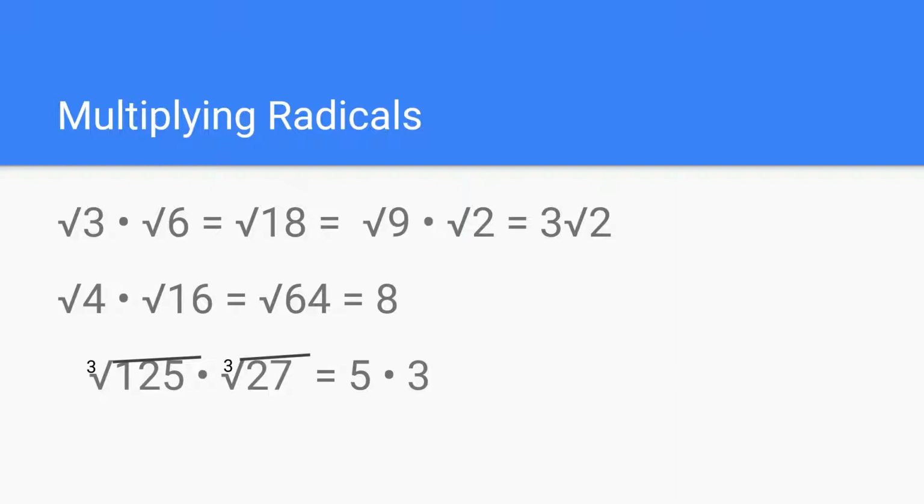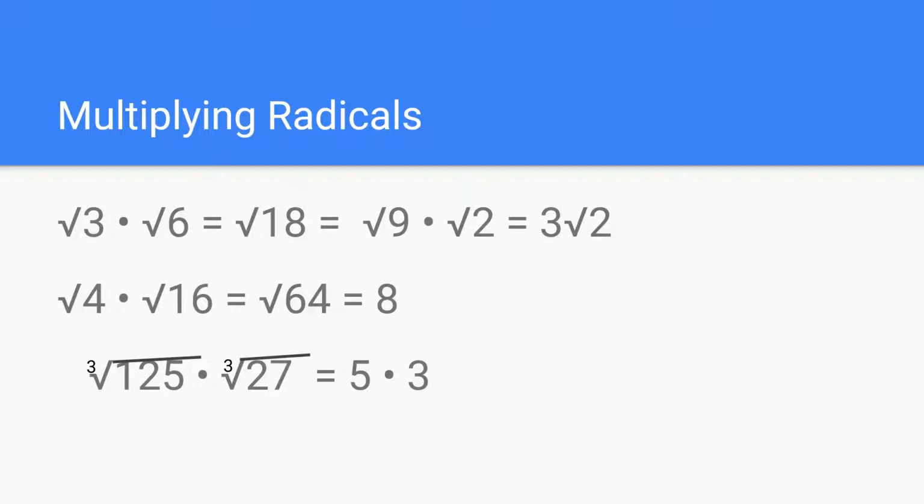So now we're going to practice multiplying radicals. We're going to multiply the square root of 3 times the square root of 6, which equals the square root of 18. Since we want to break it down into perfect squares, we're going to break it down into the square root of 9 and the square root of 2. If you simplify the square root of 9, you get 3, and you can't simplify the square root of 2. So your final answer is 3 times the square root of 2.